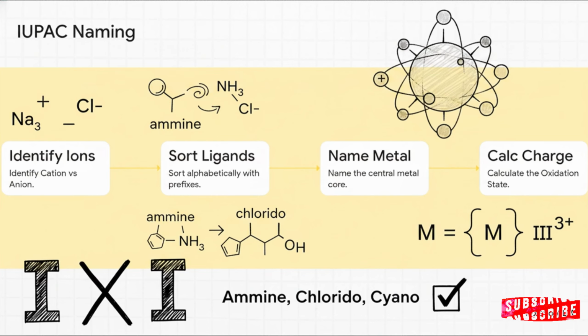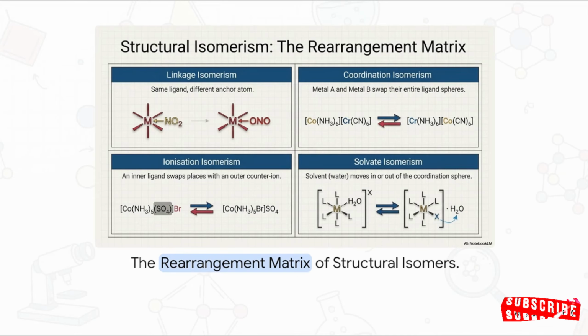Now this brings us to common exam mistake number 2. Students almost always forget to alphabetize the ligands. Always sort them by their alphabetical name, like putting amine before chlorido, and completely ignore any of those prefixes when you're alphabetizing. But beware of structural isomers on the test.